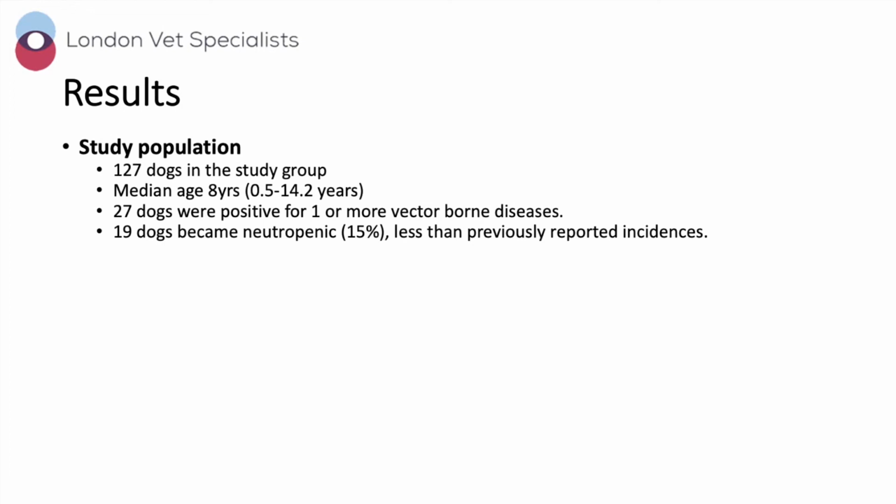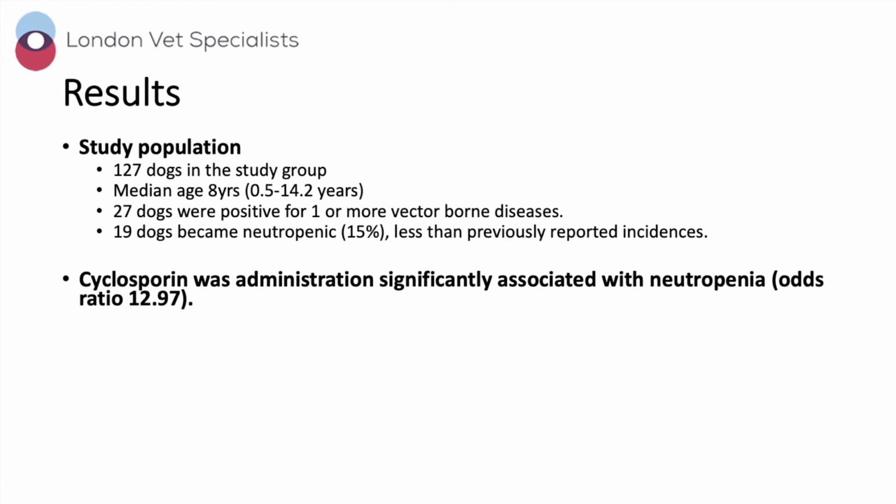So the study population consisted of 127 dogs within the study group with a mean age of 8 years old, and 27 of these dogs were positive for 1 or more vector-borne diseases. 19 in total of these 127 dogs became neutropenic, which was a little bit less than had been previously reported in other studies. And the vector-borne diseases they were positive for did vary. So I think Borrelia and Babesia and Ehrlichia were among them, and positivity was established by antibody testing. Not all dogs were tested for the same vector-borne diseases as well.